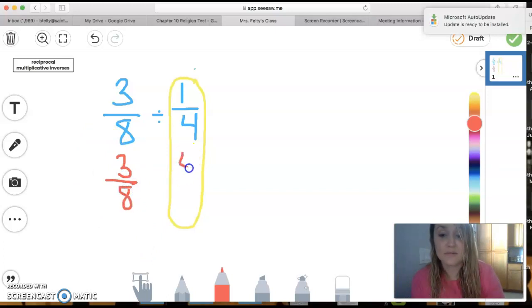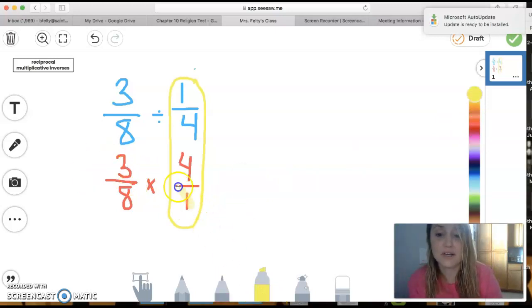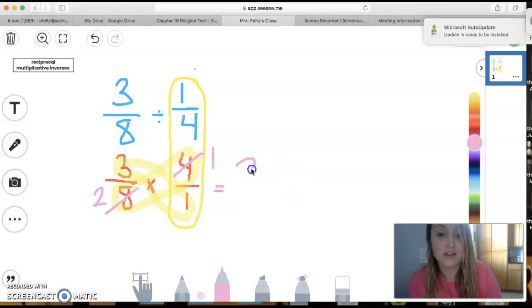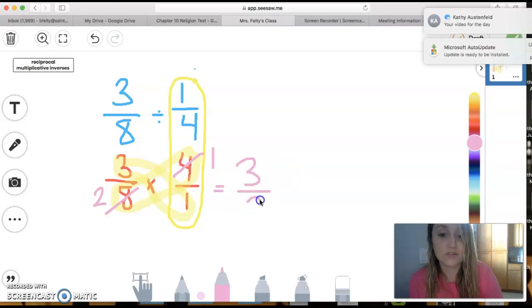So we flip the second number and multiply. Now here you can also do your trick. We don't have anything in common with the 3 and the 1, so nothing there. We do have a number in common here though, so because of that, we can reduce. 4 goes into both of them, so 8 divided by 4 is 2, 4 divided by 4 is 1. All right, so your answer would be 3 over 2.